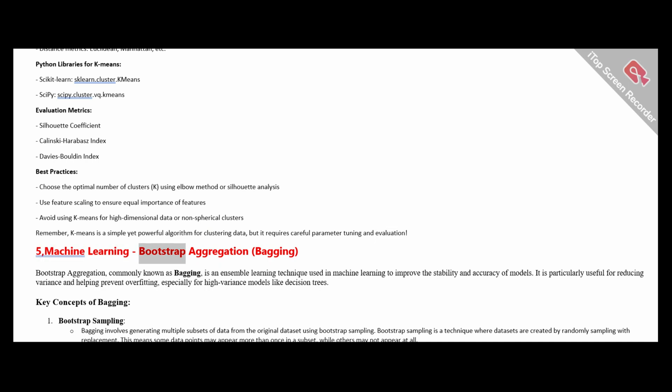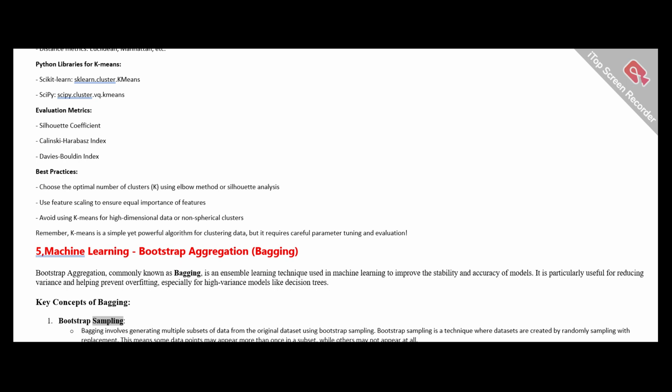5. Machine learning, bootstrap aggregation, bagging. Bootstrap aggregation, commonly known as bagging, is an ensemble learning technique used in machine learning to improve the stability and accuracy of models. It is particularly useful for reducing variance and helping prevent overfitting, especially for high-variance models like decision trees. Key concepts of bagging.